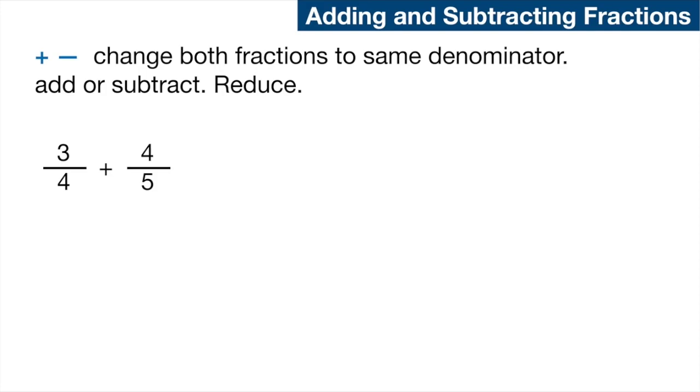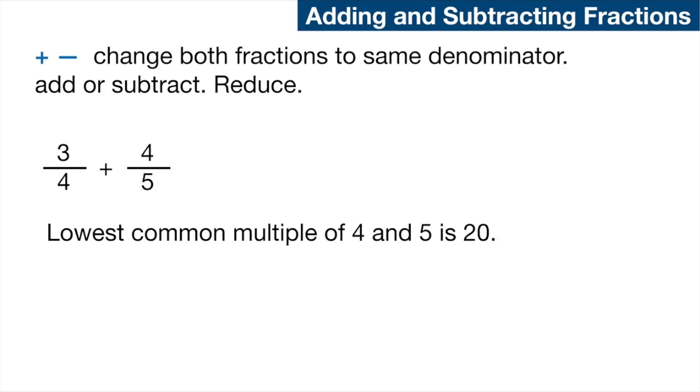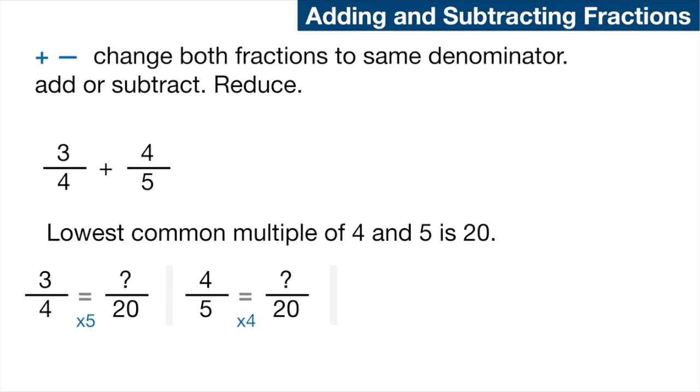3/4 plus 4/5. We can see that the lowest common multiple of 4 and 5, the two denominators, is 20. One way to find that lowest common multiple is just to multiply the two numbers. In this case, that's the lowest common multiple. So how do we convert 3/4 to, what does that equal to over 20? Well, 4 goes into 20 5 times. So we multiply the bottom and top times 5.